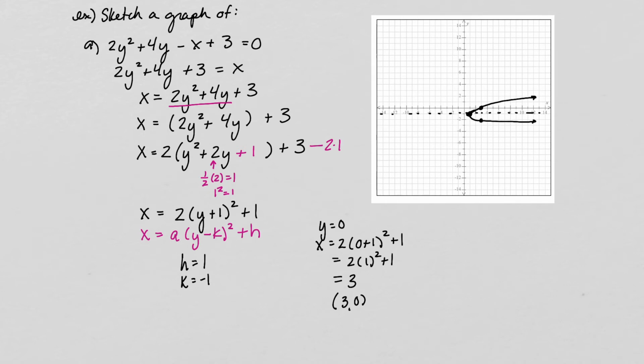So we'll try another one here. Let's go to another page. So let me put back in my graph here. Okay, so B: minus 2x squared plus 20x minus y minus 53 equals 0. So in this problem, the x is the part that's squared. So we're going to solve for y.